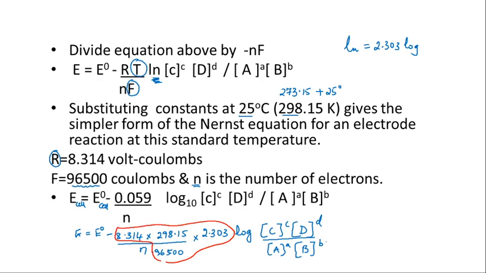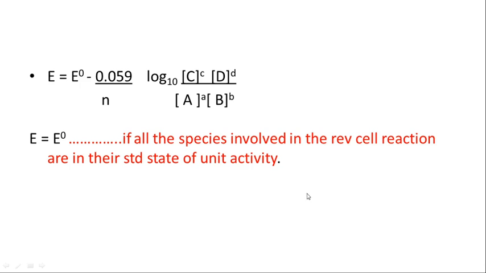So when we multiply and divide by 96,500, I get the value 0.059 divided by n, log of concentration of C raised to c, D raised to d divided by A raised to a, B raised to b. So you will get this particular equation: EMF of the cell is equal to E naught of the cell minus 0.0591 into, this is multiplied into log of this.